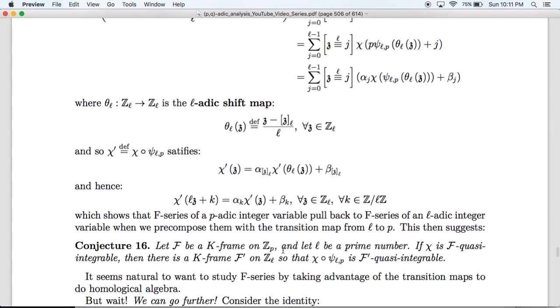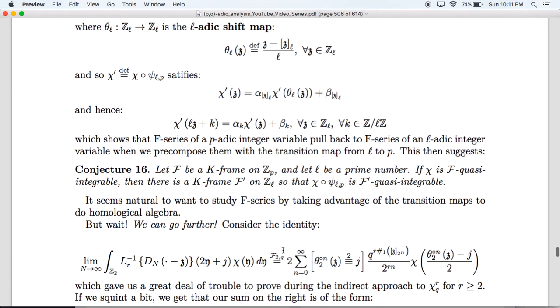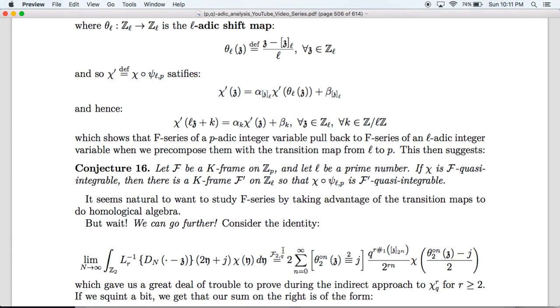This then suggests the following. Let f be a k-frame on Zp, and let L be any prime number. If chi is f quasi-integrable, then there is a k-frame f prime on Zl, so that chi of psi Lp is f prime quasi-integrable. It seems natural to want to study f-series by taking advantage of this transition map to do homological algebra things. But wait, we can go even further.